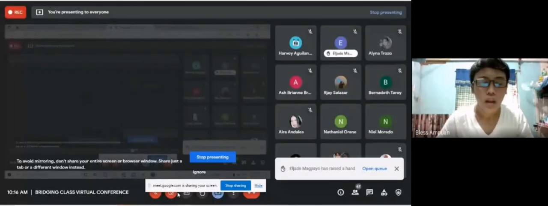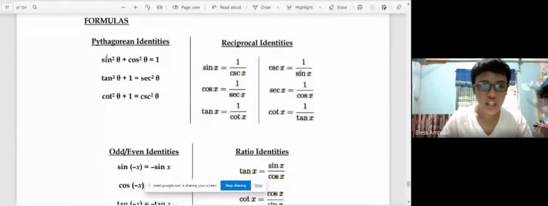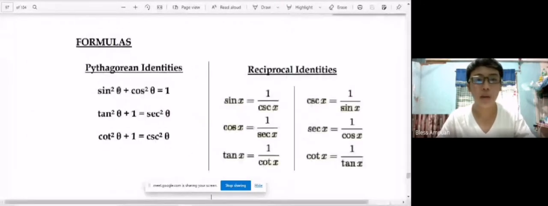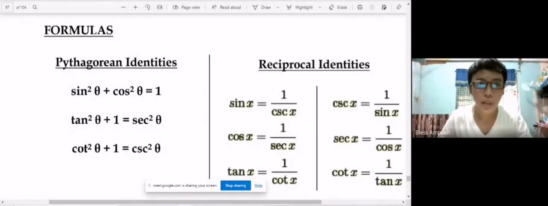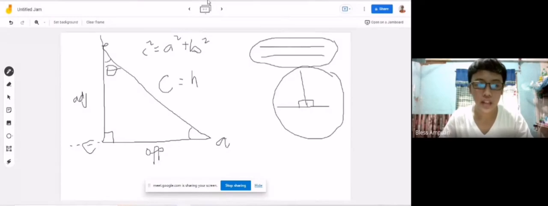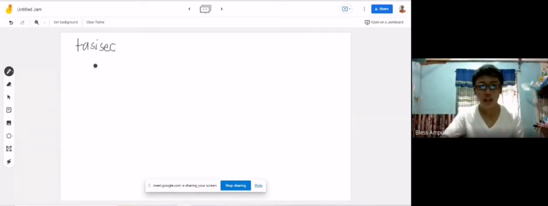For this formula, if you can create your own mnemonics, go ahead. In the Pythagorean identities, my mnemonics is tasisik. Sorry, I will share with all of you my technique for memorizing. You can also create your own.